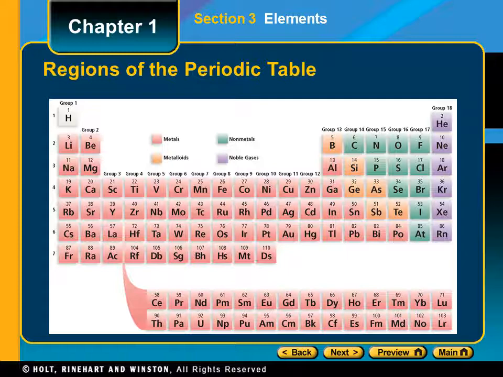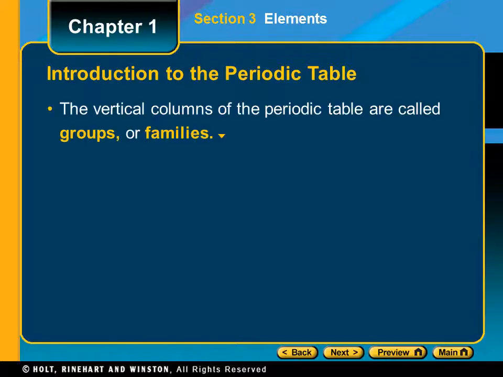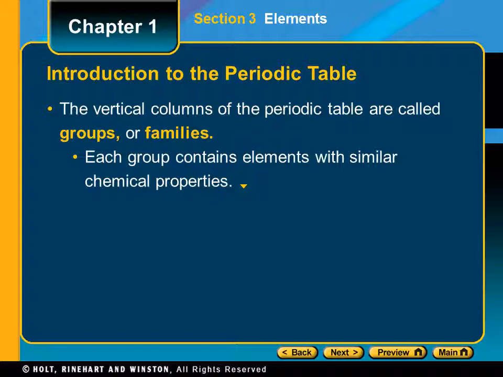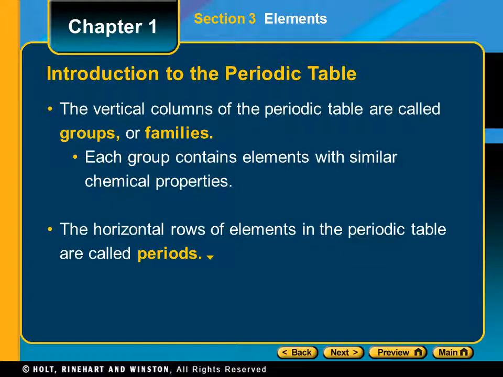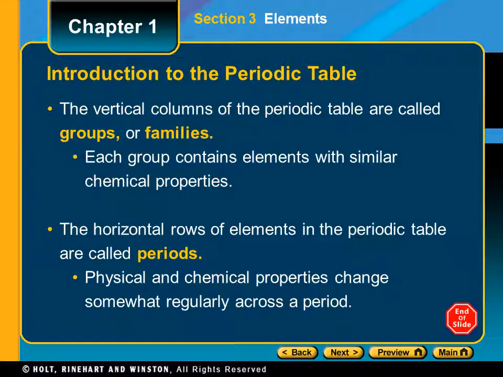This shows the regions of the periodic table, the metals, the metalloids, the nonmetals, and the noble gases. The vertical columns we call groups or families, and that's important because everything in a group or a family has very similar properties. Okay, at least similar chemical properties. The horizontal rows are called the periods. Okay, and those are important too, not because of similar chemical properties, but because things change pretty regularly across the period, and you'll understand why as we talk more about this.